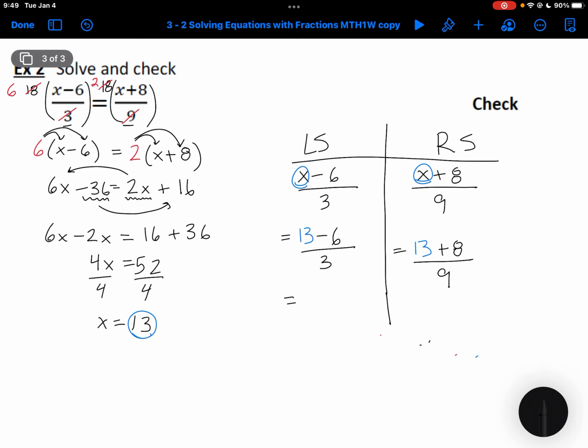Now, if my answer is correct, my left side number that I get should equal my right side number. So 13 minus 6 is 7 over 3, which is a fraction, that's fine. 13 plus 8 is 21 over 9, which initially doesn't look like it's the same, but I can divide the top and the bottom by 3 to leave me with 7 over 3, which is the same number, which means that my answer is correct. x equals 13. And those are some examples of solving equations with fractions.